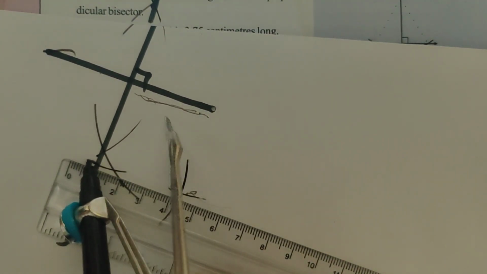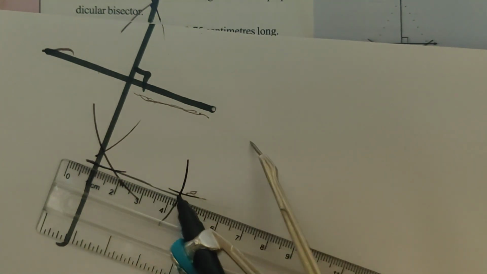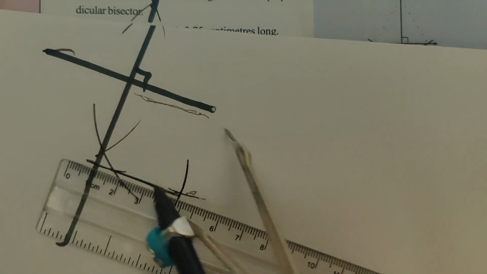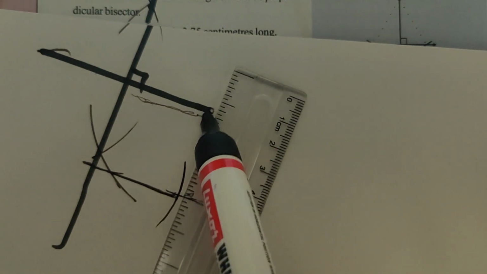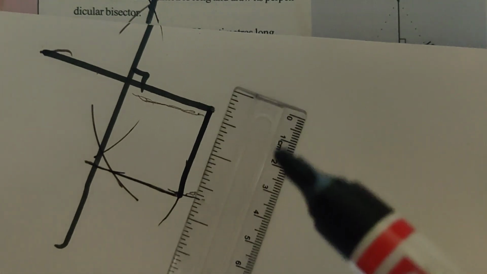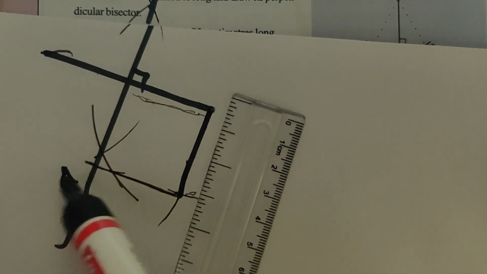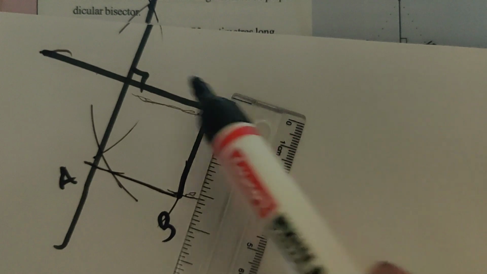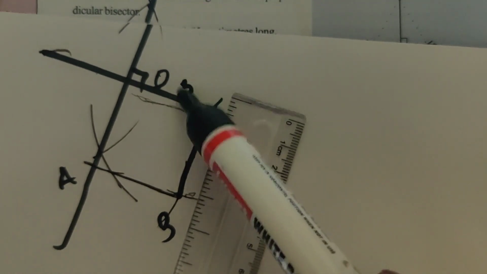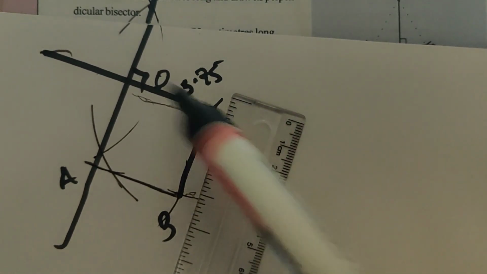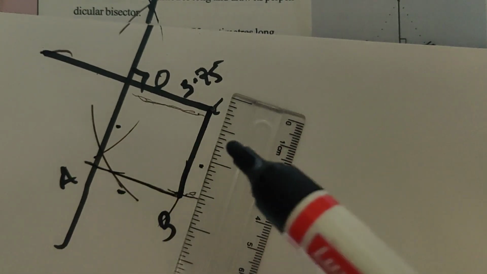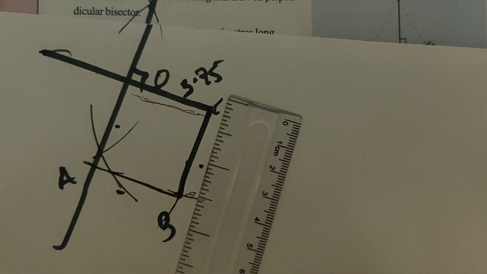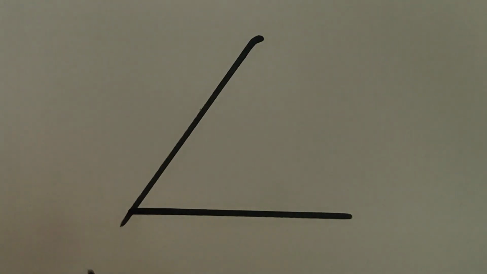Mark these two points. You can join this here. You can join the fourth side of the square like this. Then you get here a square ABCD, and each length is 3.75. The total length is 6.5 centimeter, and each of these lengths is 3.75 centimeter. And next we discuss how we construct the angle bisector.